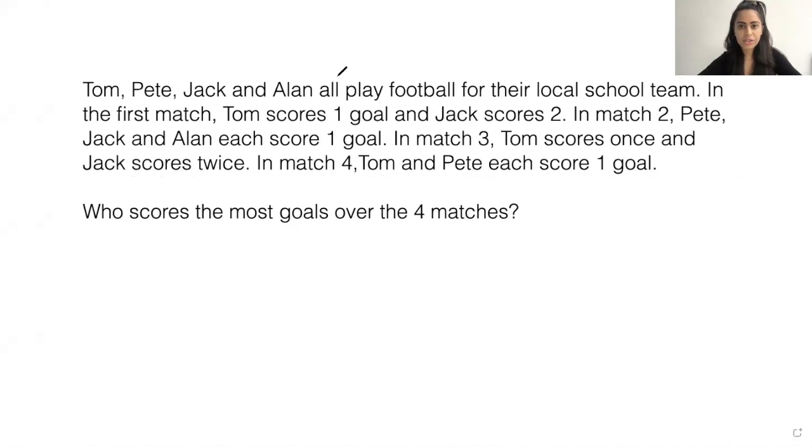Okay, so we know that we have Tom, so let's call him T. We have Pete, let's call him P. Jack, let's call him J. And Alan, let's call him A. Right, so we've written their initials down there. In the first match, Tom scores 1 goal. So what we need to do is put a 1 over here. And Jack scores 2 goals. So let's get to Jack and write 2.